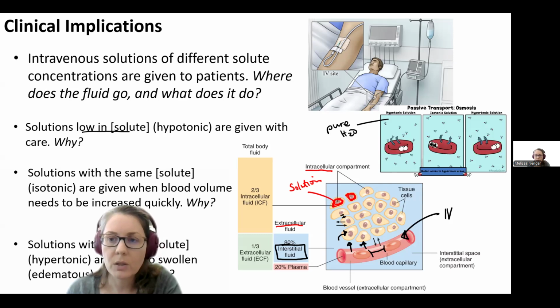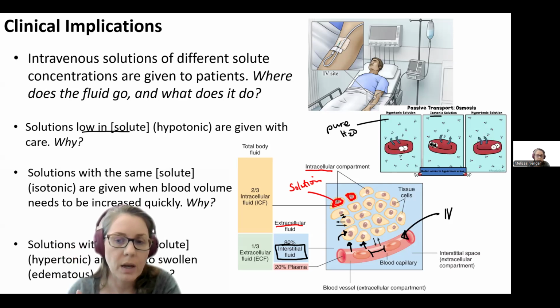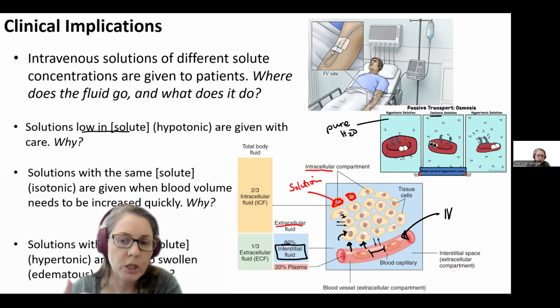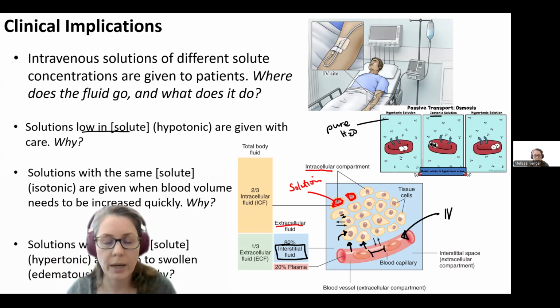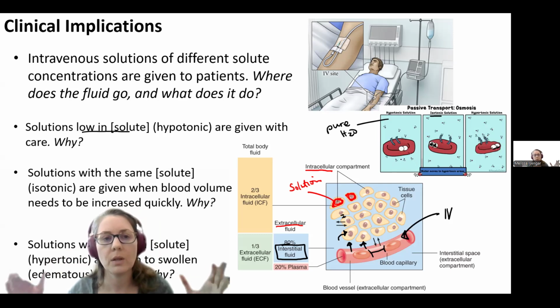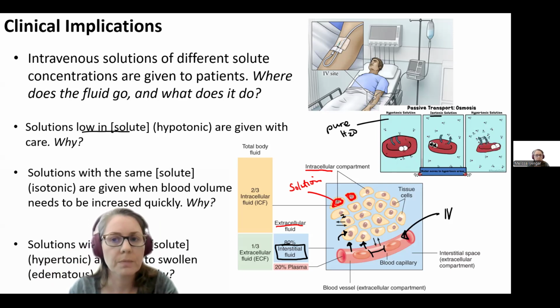Instead, they give you an isotonic solution because if you have 0.9% solution on the outside and 0.9% solution on the inside, water will freely exchange across the membrane. You can start to hydrate with the same amount of, I shouldn't say stuff, the same amount of solution that you would normally have in blood, and it will hydrate you without causing cell changes.